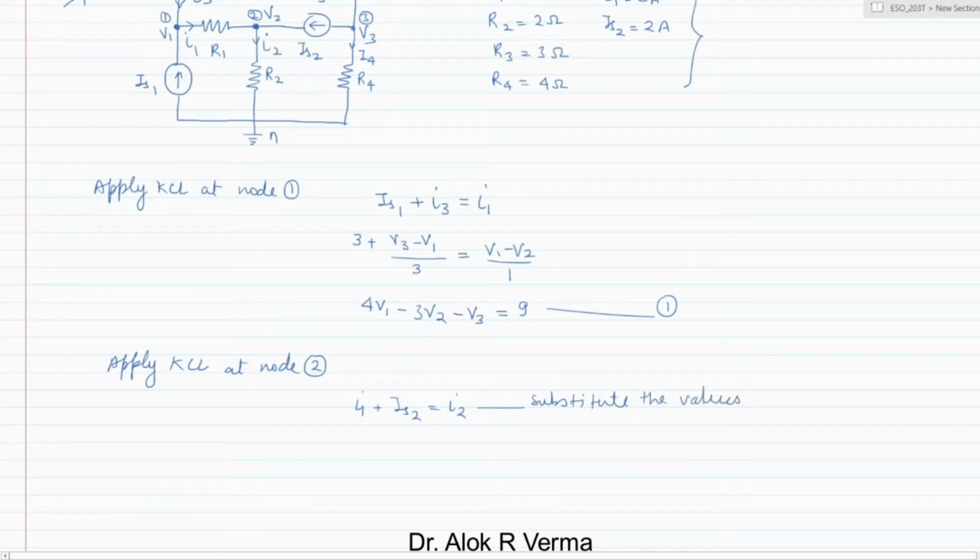Okay, after substituting values, I1 is nothing but (V1 minus V2) by 1, plus IS2, which is 2 ampere. Writing the numerical value, IS2 is 2, which is equal to I2, which is V2 by 2. So when you solve the equation and collect the terms, it will be minus 2V1 plus 3V2 is equal to 4. Equation number 2.